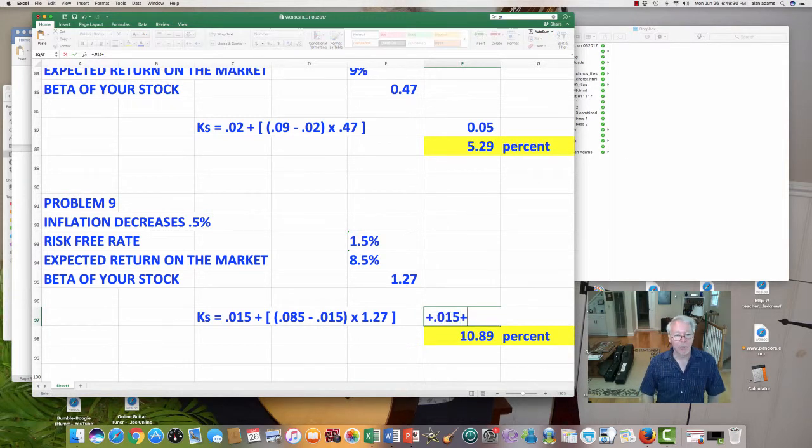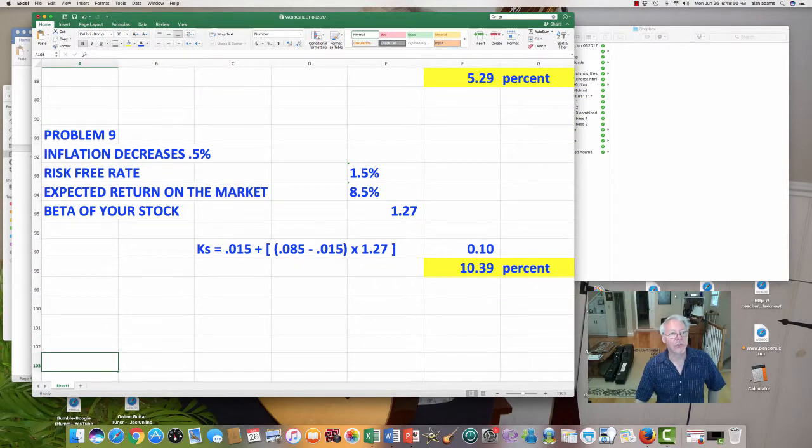0.015 plus parens 0.085 minus 0.015 parens multiplied by my beta of 1.27. And this time, my number becomes 10.39%. That is my answer.